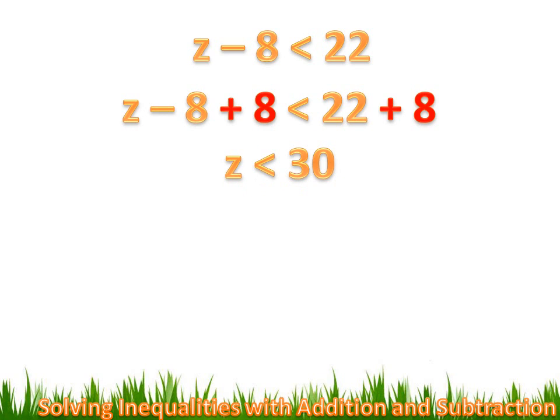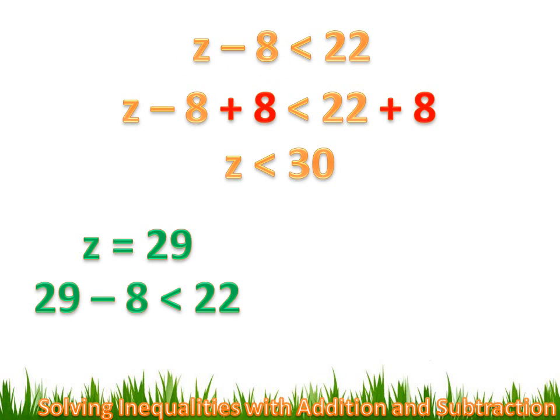Well, what we proved was that z was less than 30. If we took a number less than 30, let's say 29, and substituted it for z in the inequality above, it ought to hold true. Let's try that. z equals 29. So instead of z minus 8, we'll write 29 minus 8 is less than 22. And 29 minus 8 is 21, and 21 is in fact less than 22. So, for numbers less than 30, this inequality remained true.